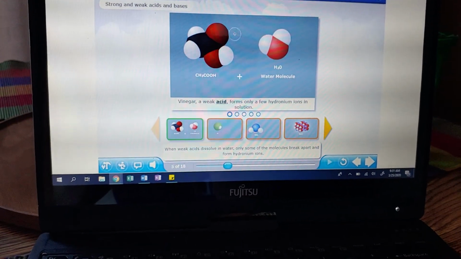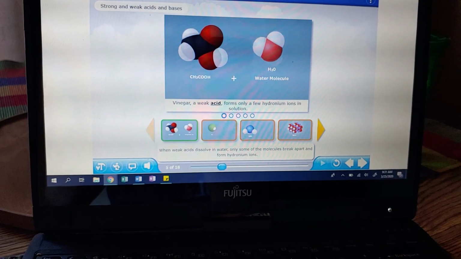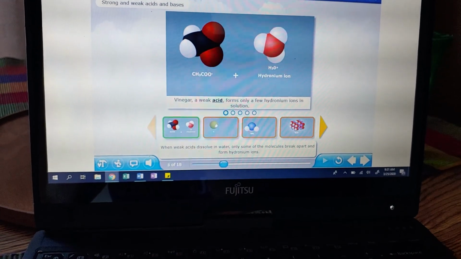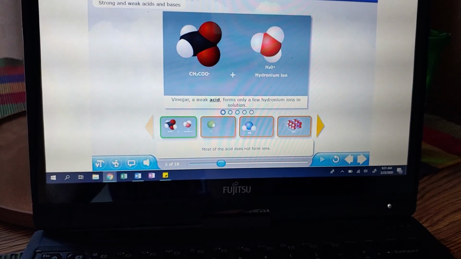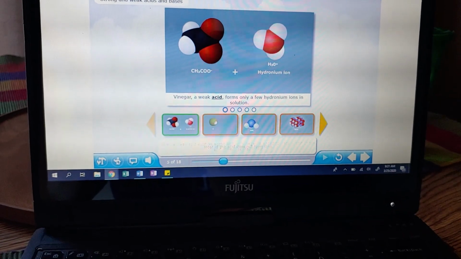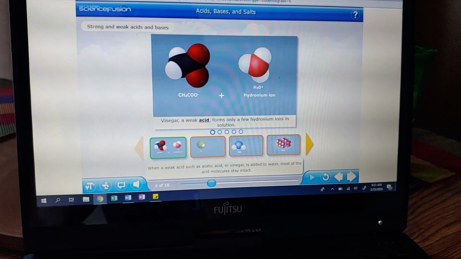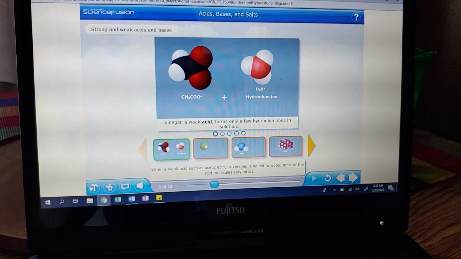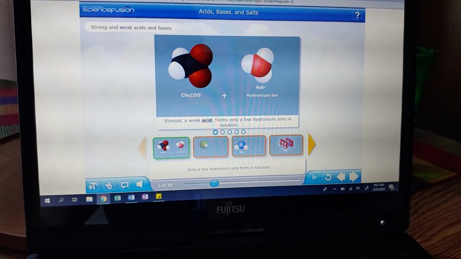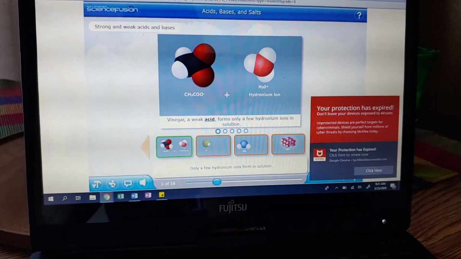When weak acids dissolve in water, only some of the molecules break apart and form hydronium ions. Most of the acid does not form ions. When a weak acid, such as acetic acid or vinegar, is added to water, most of the acid molecules stay intact. Only a few hydronium ions form in solution.